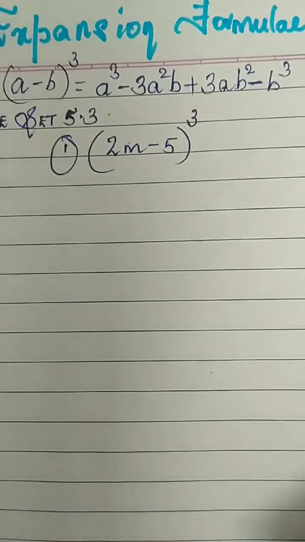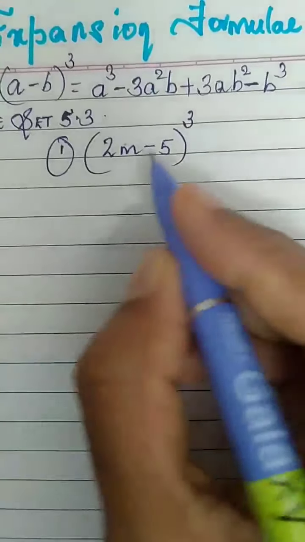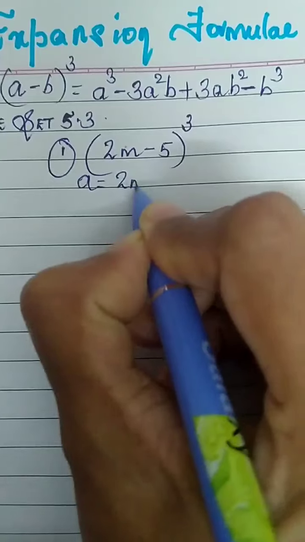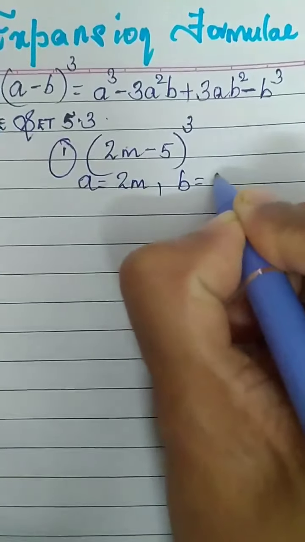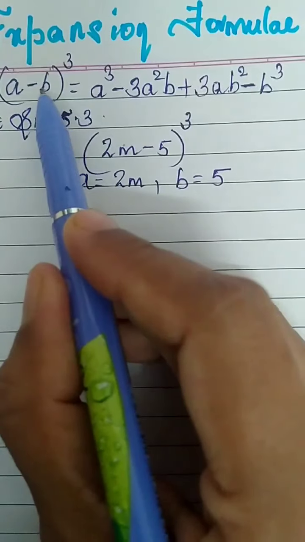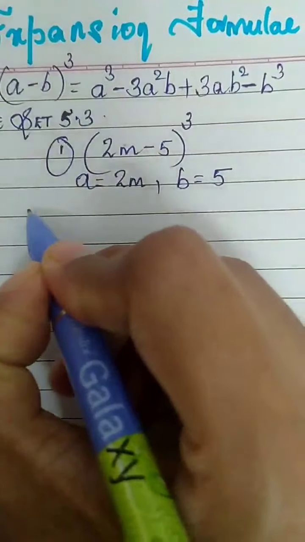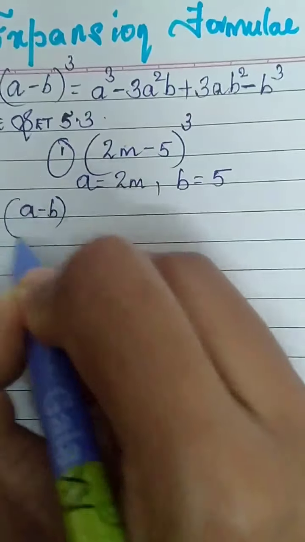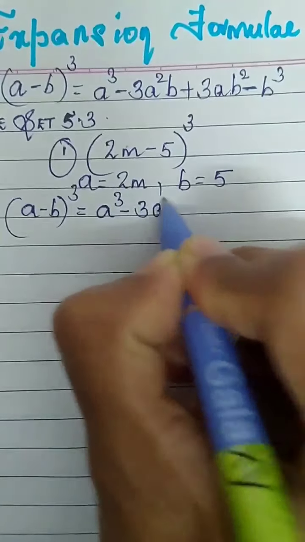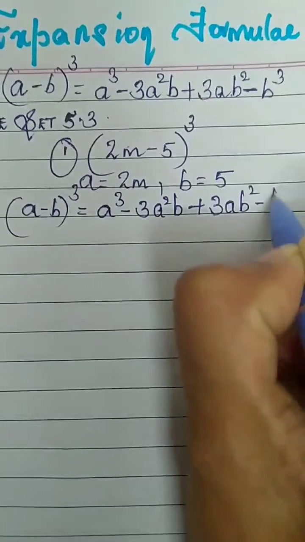Few sums I will solve, few sums you have to solve, and then later you can check whether it is correct. So applying the formula, a is 2m and b is 5. You don't have to consider the sign because we have one formula for minus and one formula for plus. So apply the formula. You will write the formula once: (a − b)³ = a³ − 3a²b + 3ab² − b³.